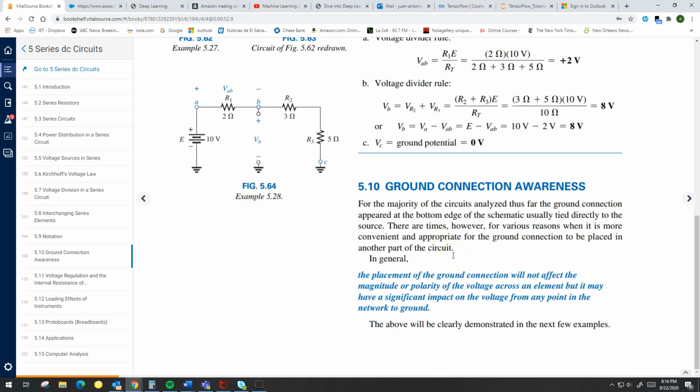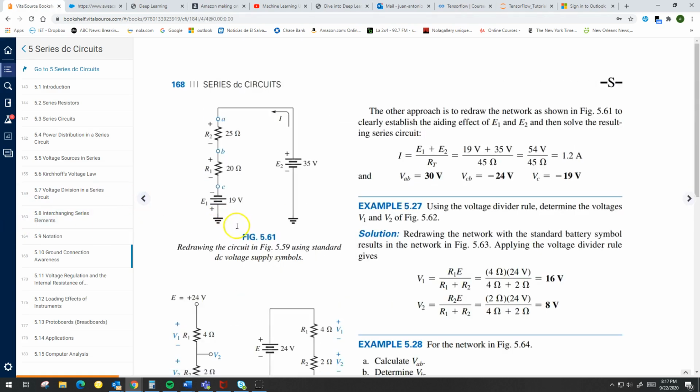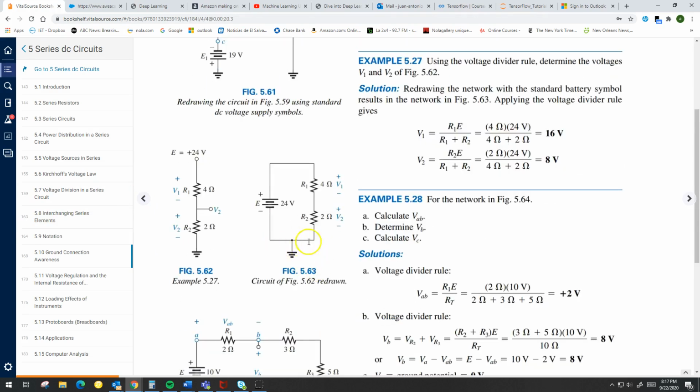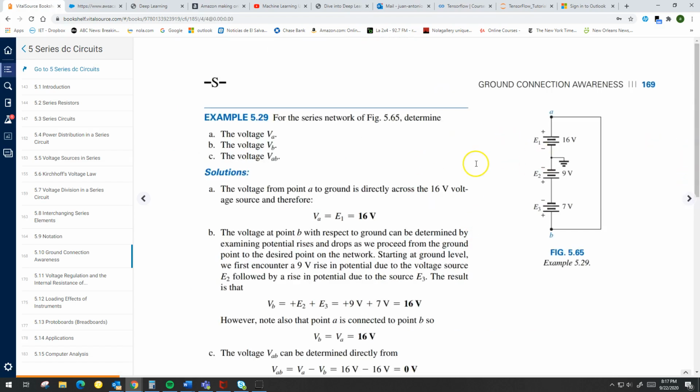The last thing we're going to talk about is the ground connection. Remember, the placement of the ground doesn't really affect the magnitude or the polarity of the voltage across any of the elements. It's just a matter of convenience where the ground is connected. And so the ground is not always connected at the bottom of a circuit, for example. In all the examples we've been doing so far, we're getting into the habit of connecting the ground at the bottom. But that's just a drawing. In the real world, this ground could be at any point in any direction, and so we need to be aware of that. And this is what this is showing here.